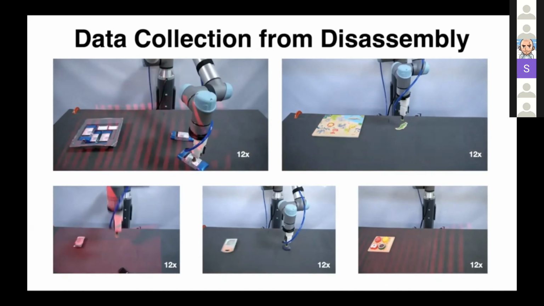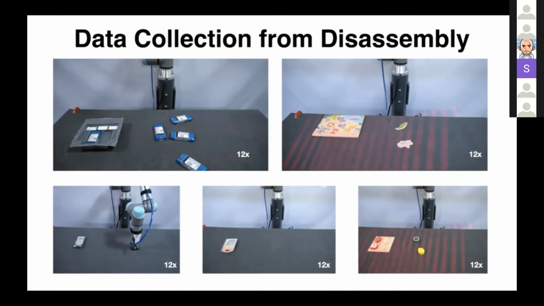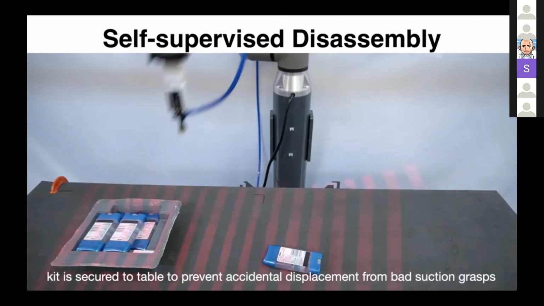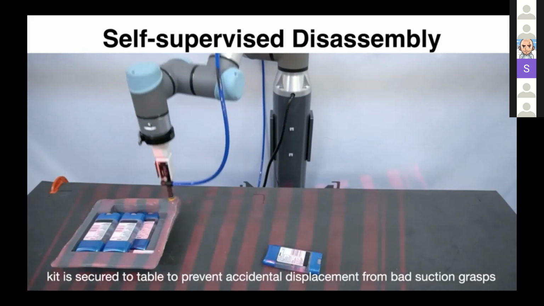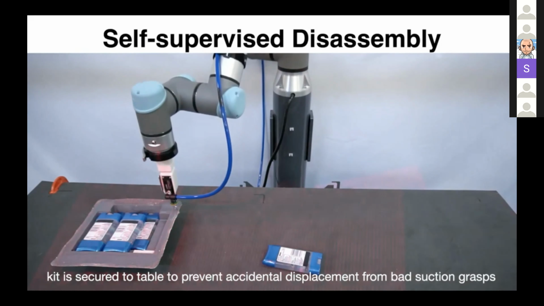Here is a video showing the data collection process using disassembly for different objects. To make the disassembly process easier, we fix the kit to the table to prevent accidental displacement from bad picking attempts.